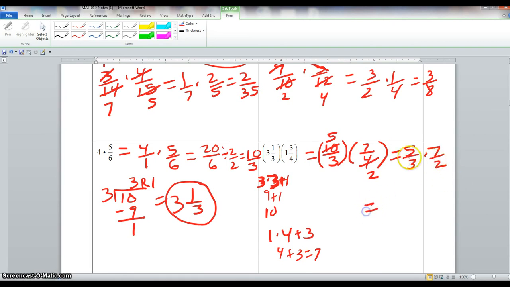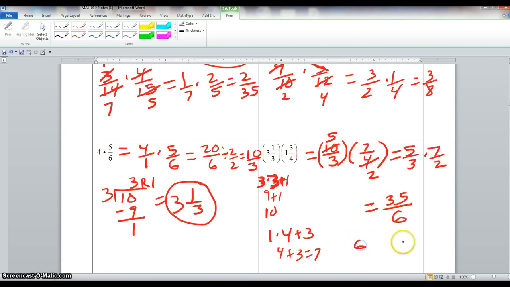So now we multiply this. 5 times 7 is 35. 3 times 2 is 6. Now again, I say typically we do not leave an improper fraction as our final answer. Even though this is simplified, we typically don't leave this as our final answer.